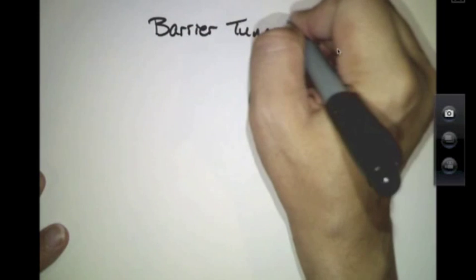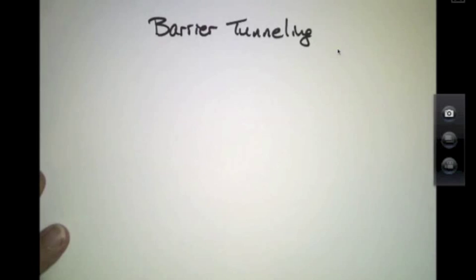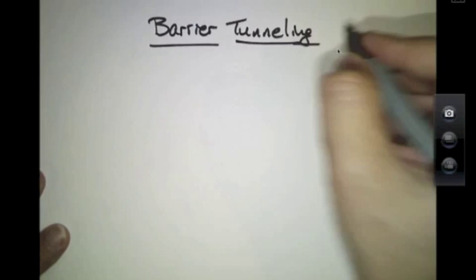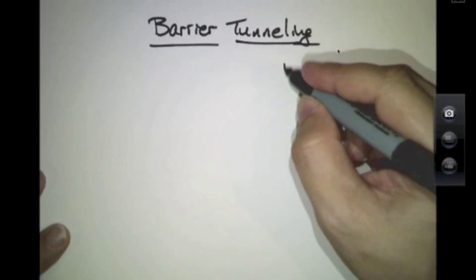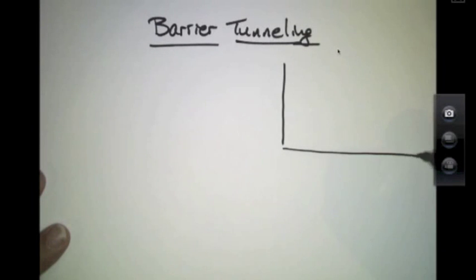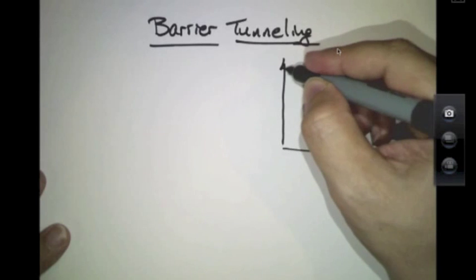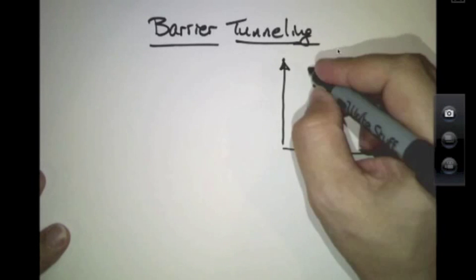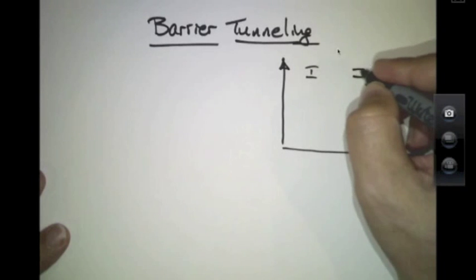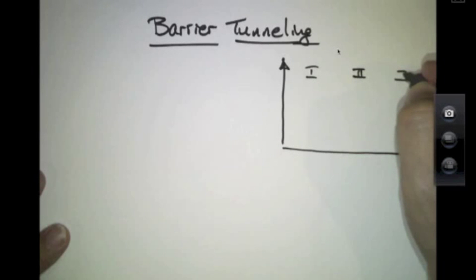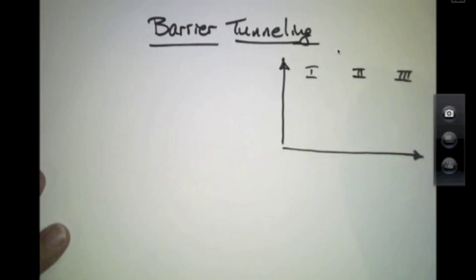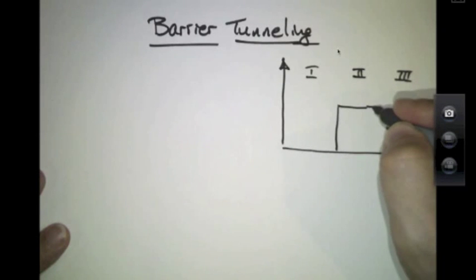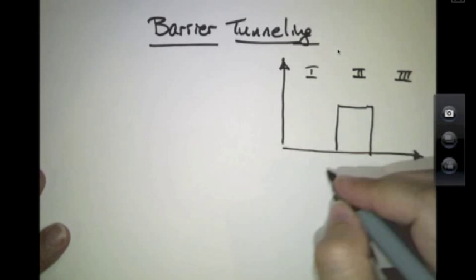Next, we're going to talk about the process of barrier tunneling. This is not unlike what we've talked about previously, which is where a particle can have a wave function that's non-zero in a region that's classically forbidden. In this case, we're saying that that classically forbidden region separates a particle from being inside versus outside of a barrier.